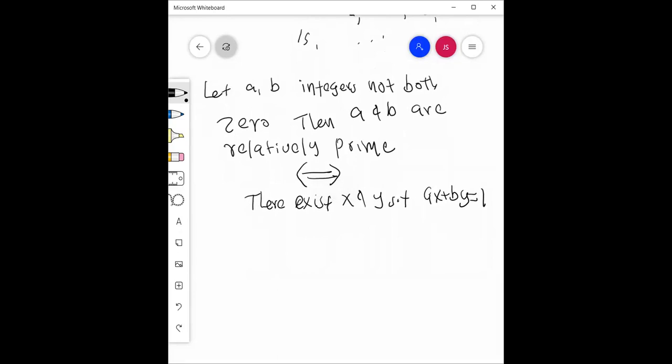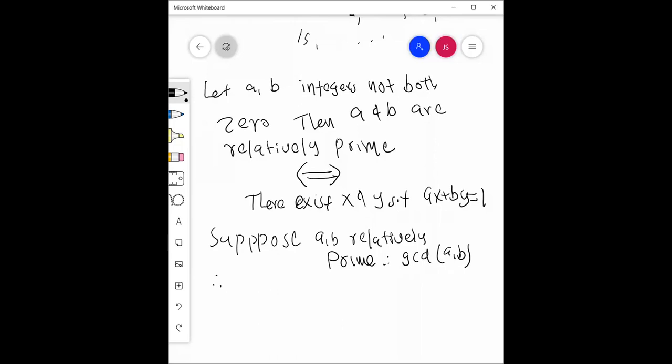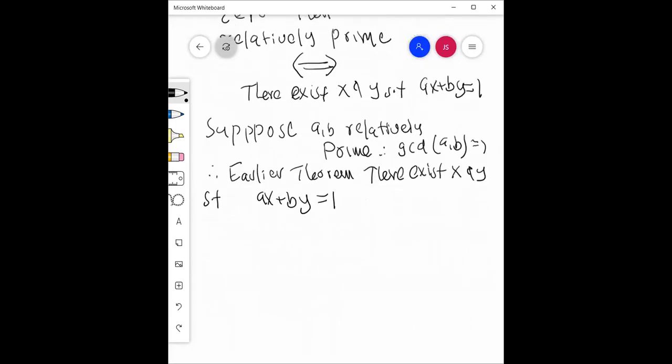So this is interesting because of this if and only if, because you can see that for one way it is very trivial according to the earlier theorem, right? Now proof. Suppose A and B are relatively prime. Therefore, GCD(A, B) equals 1. Therefore, by the earlier theorem, there exist x and y such that ax plus by is equal to 1. Actually, nothing to prove there, right? It's a direct application of the earlier theorem.